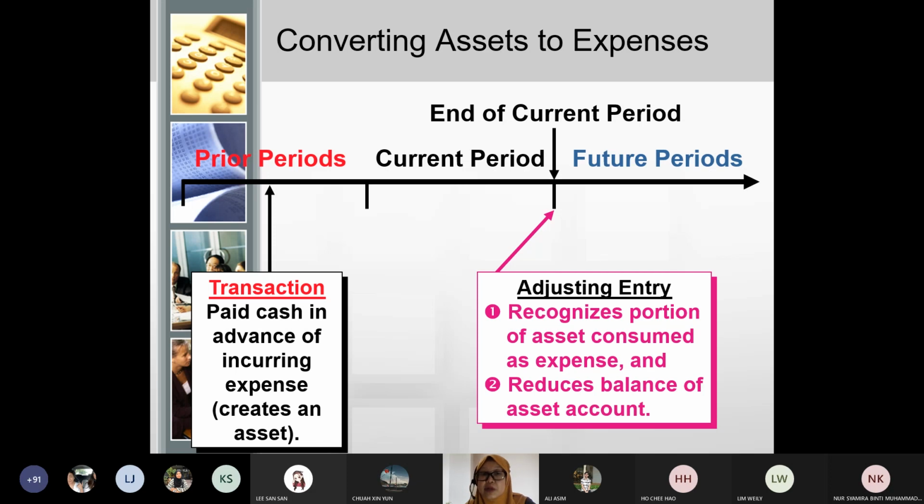So at first, because the cash is paid in advance, you have a prepaid expense or asset. So it will create an asset account. At the end of the year, we recognize the conversion of the prepaid expenses, asset to expenses. In this case, at the end of the year, we have to reduce the asset account and increase the expense account.